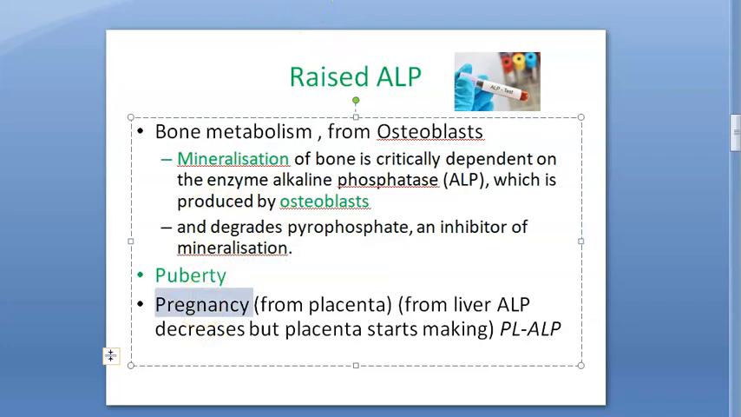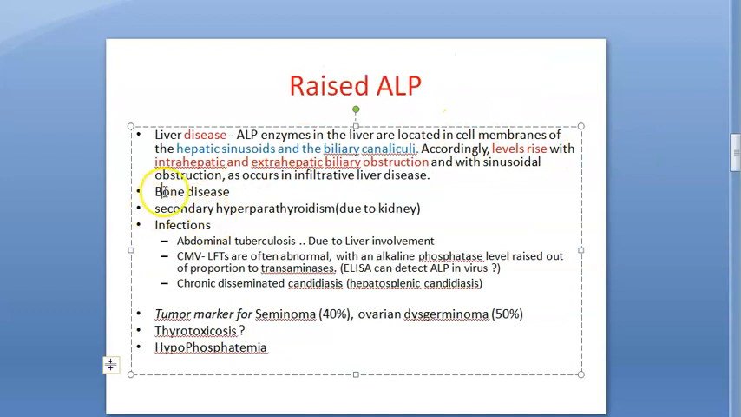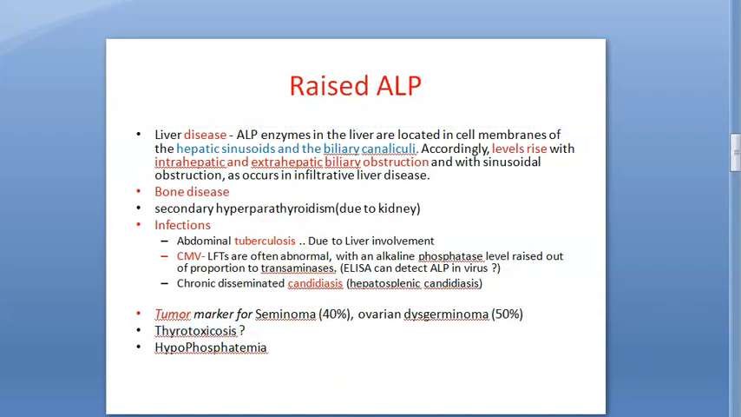But ALP can rise even in bad things like liver disease, bone disease, secondary hyperparathyroidism, and some infections like some viruses such as cytomegalovirus, abdominal tuberculosis, and candidiasis, a fungal infection. Then in some tumor conditions like seminoma, and ovarian dysgerminoma, which are counterparts of each other, seminoma being of the testis. In these conditions also it can increase, and in some other conditions too.